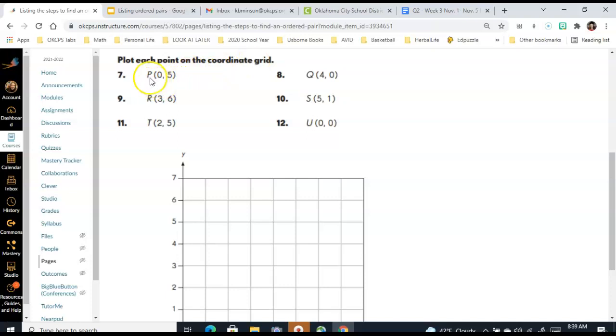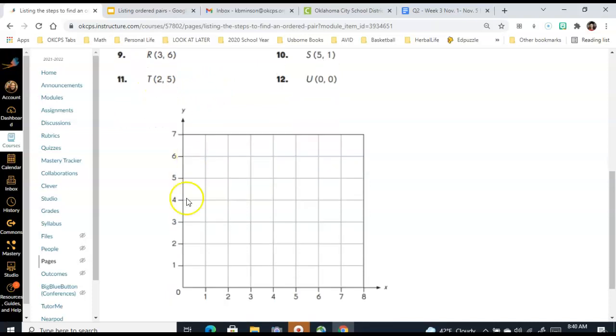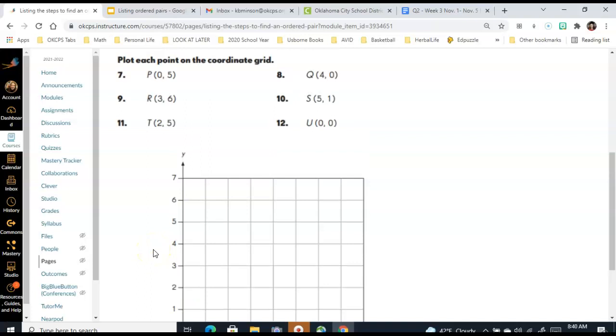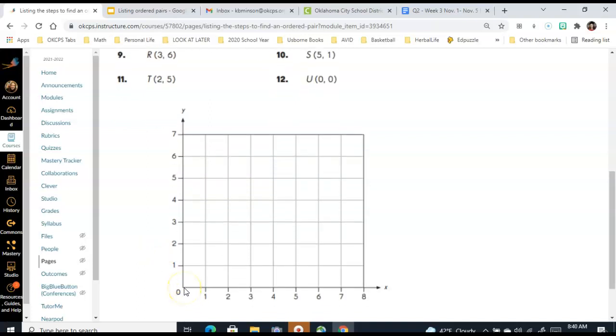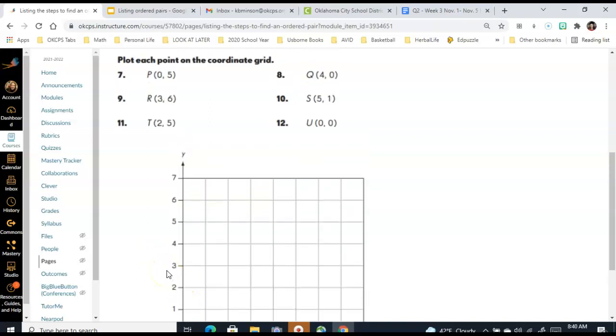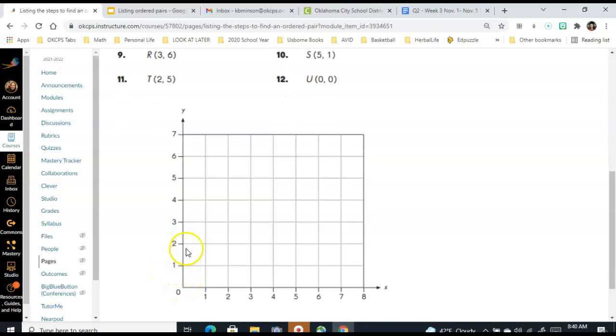So, for instance, P is 0, 5. 0 is my x, 5 is my y. So I'm going to go to my origin, which is 0, 0. And since 0 is my x, it means I don't move any. I stay at that 0. But 5 is my y, so I'm going to jump 5. 1, 2, 3, 4, 5. So right here, where my cursor is, you would put a point and you would put P.